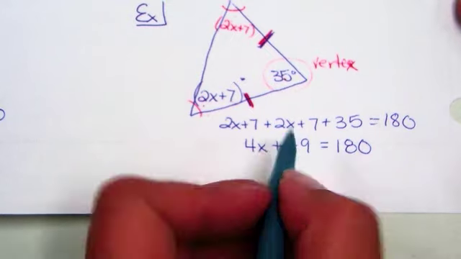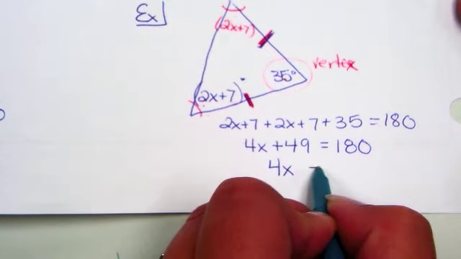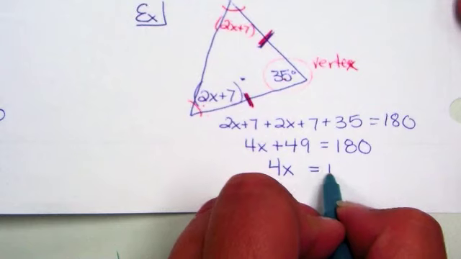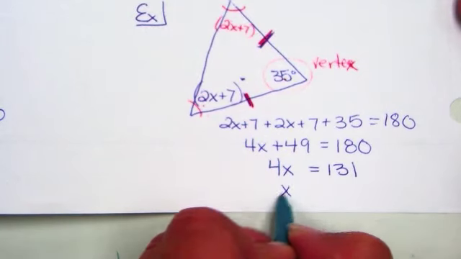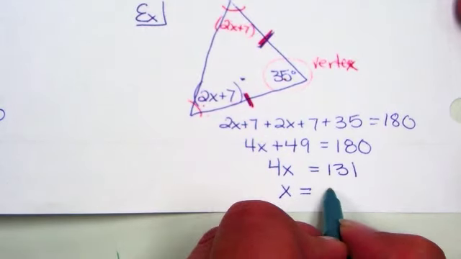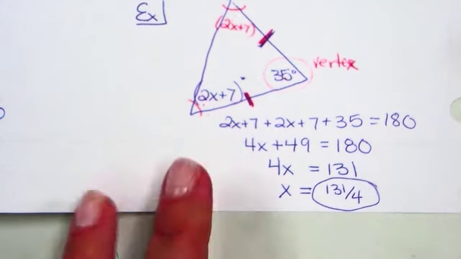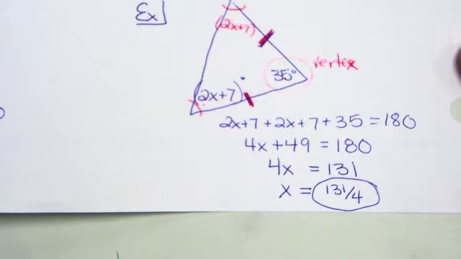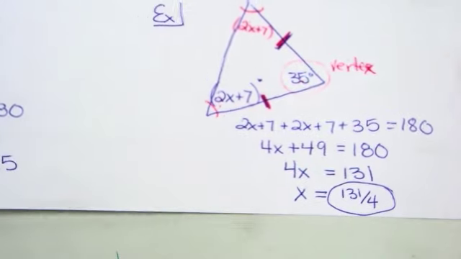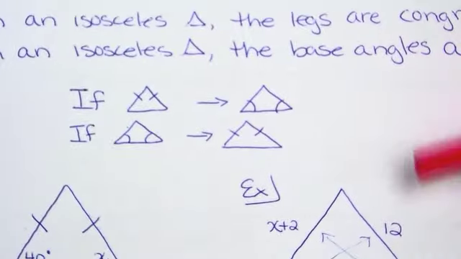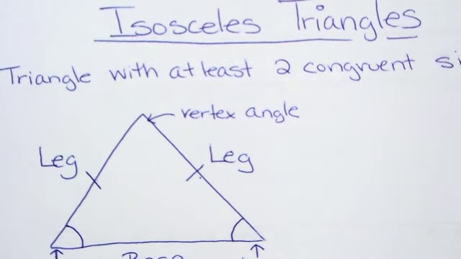Subtract the 49 from both sides. Divide by 4. And x is 131 fourths. And that is our video on isosceles triangles.